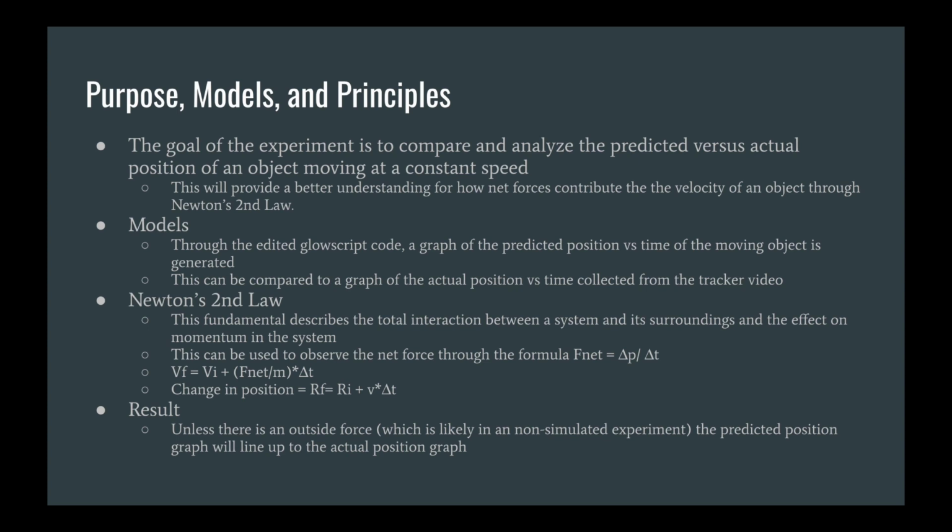velocity of an object. The models yielded from this experiment were graphs of the actual position time model of the tennis ball and the computational predicted position time graph found through GlowScript. These will later be compared to analyze the experiment. I will go into more detail about the physics principle on the next slide, but an important principle to keep in mind is Newton's second law that provides the relationship between the forces on a system and their impact on velocity, position, and momentum. In this experiment, we can expect to see a close correlation between the predicted and actual graphs, barring the influence of unaccounted for forces.